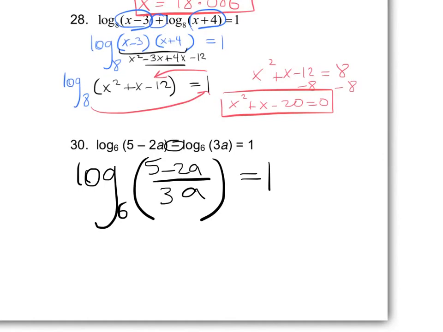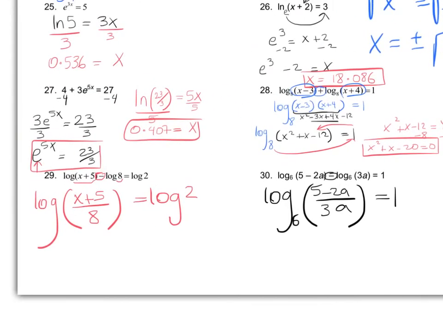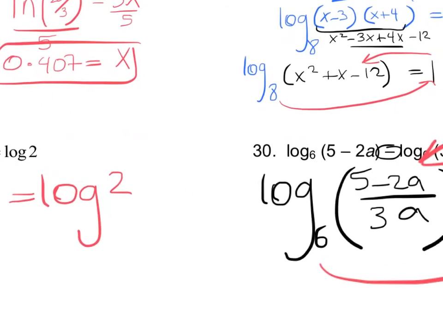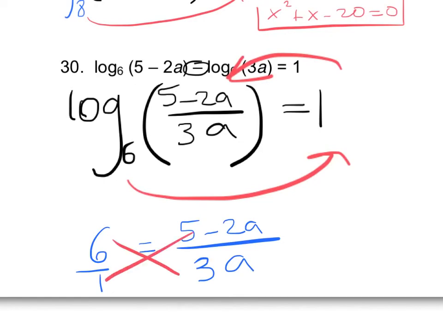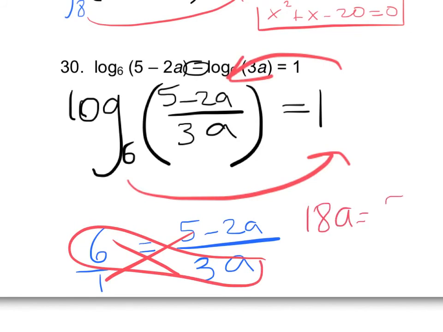Now, again, the difference between those two, 29 and 30, is that you combined those two to one log, and then you had two logs, so you can cancel them out. But on this side, you combined those two into one log, but you do not have a log on the other side, so you need to change it to exponential. So 6 to the power 1 is equal to whatever you have inside the log. Now again, 6 to the power 1 is just 6, so you don't have to have the 1. And then you cross multiply, so 6 times 3a would give you 18a equals 5 minus 2a.